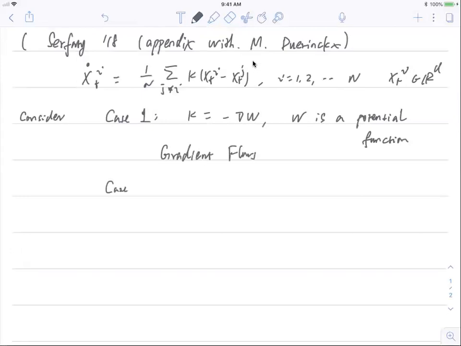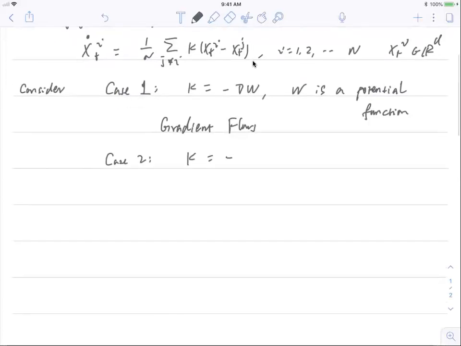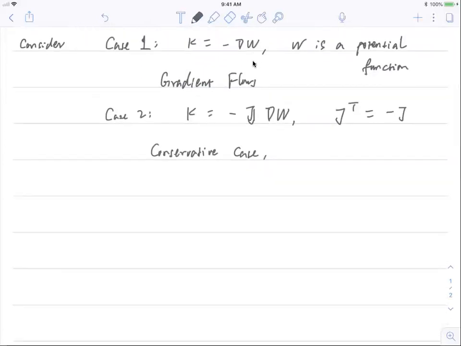Case two is K given by minus J times gradient of W, where J is an antisymmetric matrix. So this case is the conservative case. In particular, you can think of the 2D case, so it's a conservative flow. Okay.